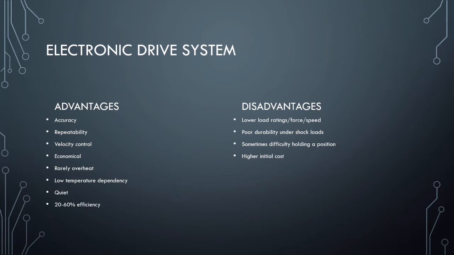So in an electronic drive system, we talked about that they can have high accuracy, they can have high repeatability, and they're really good at velocity control, so starting and stopping and accelerating properly. Electronic drive systems are really good for those things. They're also economical. I don't think I moved that bullet point over to here, but we saw it before. The maintenance on these systems is easy.